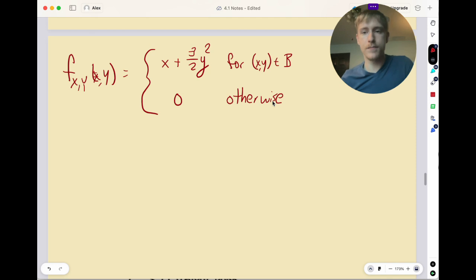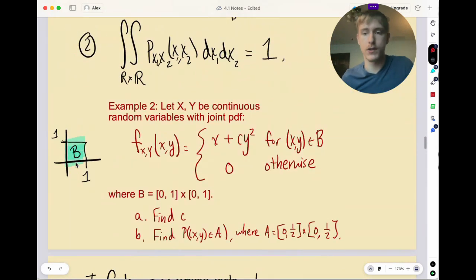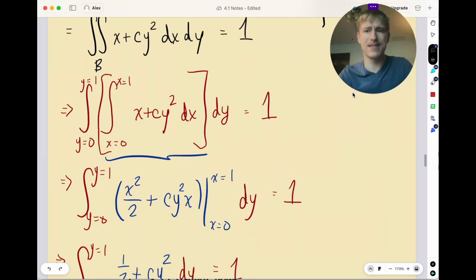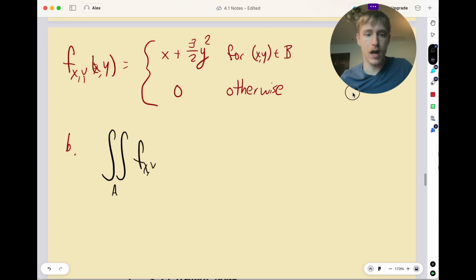Okay, so now for part B, we want to now integrate this over the region A, which was the square of length 1/2, right? So we wanted the probability that the ordered pair belonged to A, where A was a smaller region. Okay, well, that's again not too bad. I'm probably going to set up the integral and have you compute it as an exercise, but it's going to be the integral over A now of f(x, y), little x, little y, dx dy.